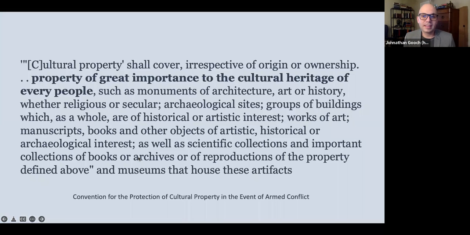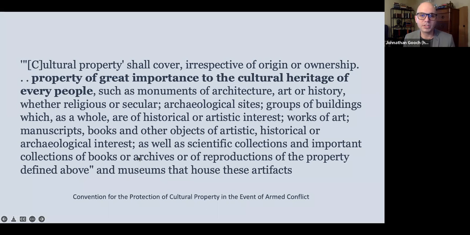This is a really long definition. It comes from the beginning of the Convention for the Protection of Cultural Property in the Event of Armed Conflict. This definition is at the beginning of this treaty to explain what cultural property is. I'm just going to read it really quickly, and then we can talk about it.